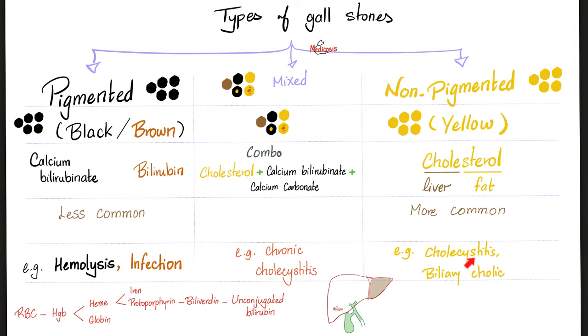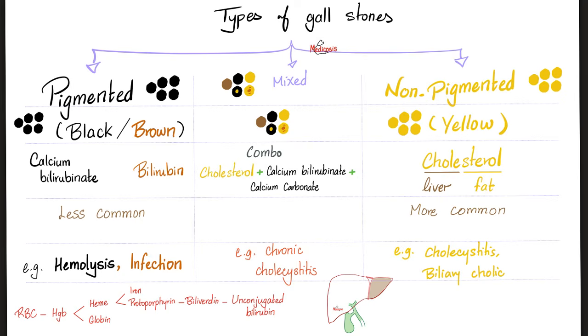So cholecystitis, what kind of stone do we see? Yellow stones. Cholesterol stones. Non-pigmented stones. If the patient suffers from cholecystitis, where is the stone stuck? It is stuck in the cystic duct. Other stones are mixed.